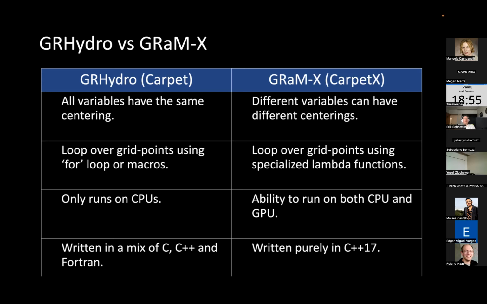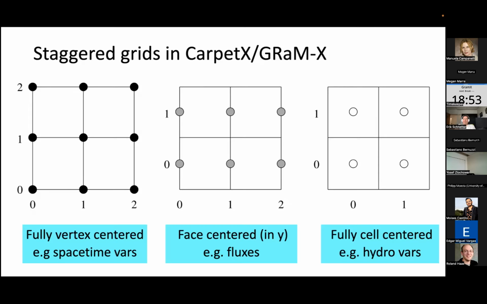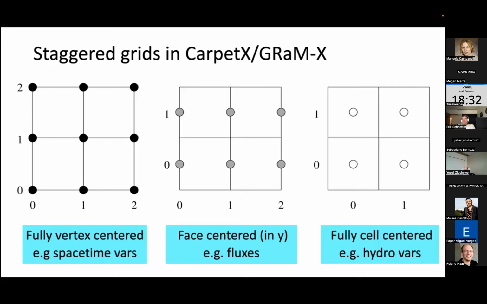Just to provide a little bit more detail about how we deal with staggered grids in CarpetX and GRaMX: we typically have the spacetime variables vertex-centered. We have face-centered variables, for example, in this particular example, Y fluxes, and then fully cell-centered variables for the hydrodynamics. Again, one could extend this to deal with magnetic fields at different centering, and potential electric fields to update your terms. So there's a lot more flexibility in how this is defined in CarpetX and via that also in GRaMX.